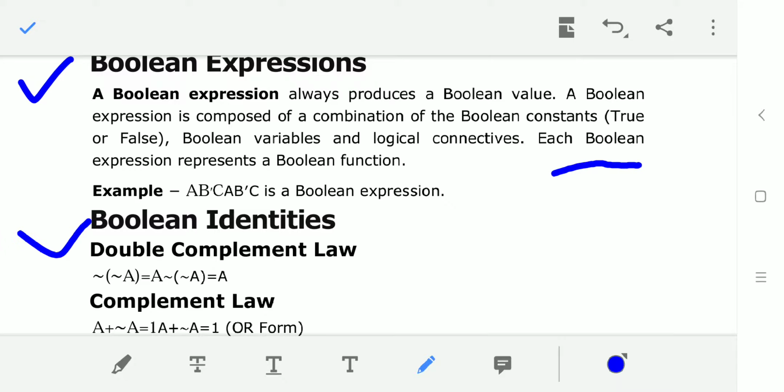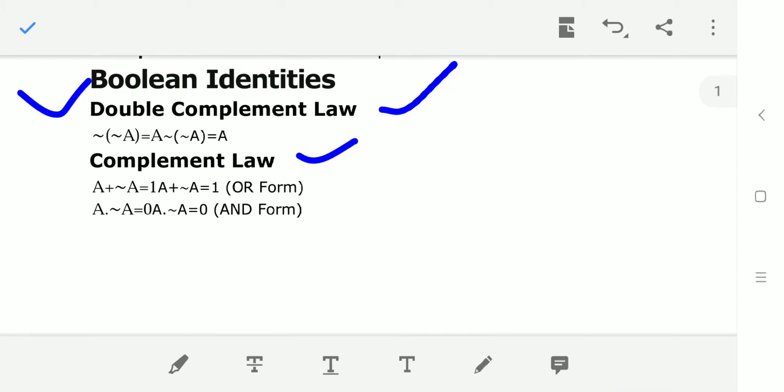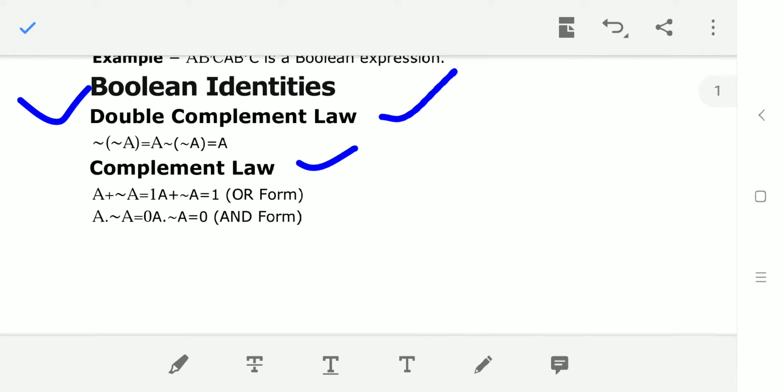Boolean identities. Double complement law: negation and brackets through negation of A. Complement law: A plus negative A is equal to 1, that is the OR form, and A dot negative A is equal to 0, that is the AND form.